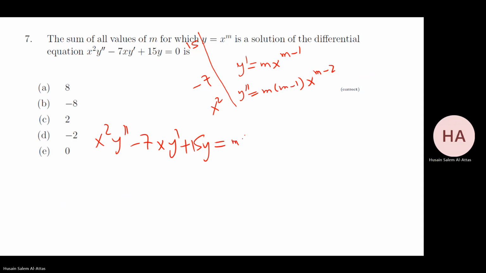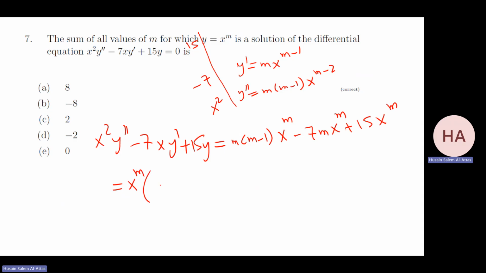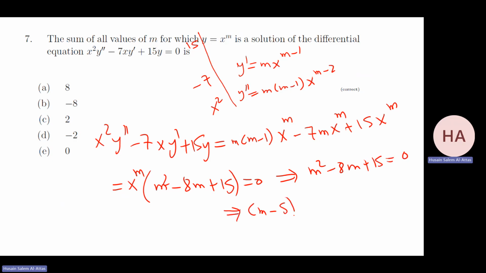You have m minus 1 times x to the power m, minus 7m x to the power m, plus 15 x to the power m. So we'll take x to the power m as common factor. The remaining is m squared minus 8m plus 15 equal to 0, because this is for any x. So that will be m minus 5, m minus 3 equals 0. So I have m equals 5 or m equals 3. What do they want? They want the sum. So that will be it. Actually, I can get it.